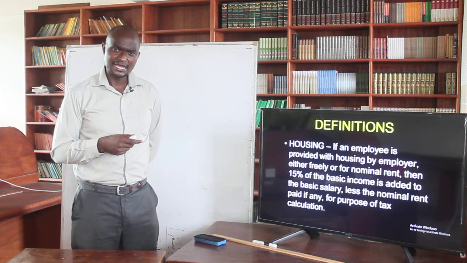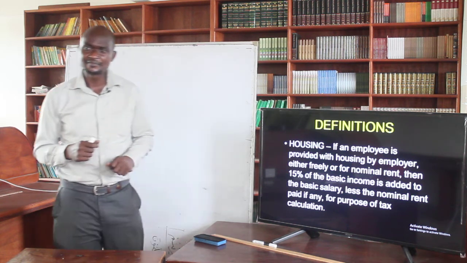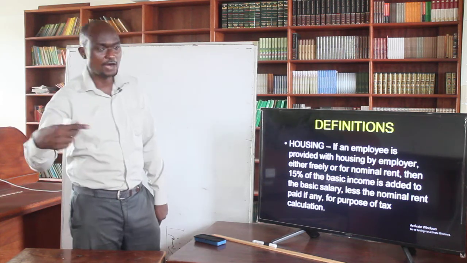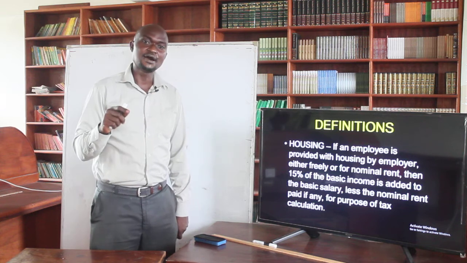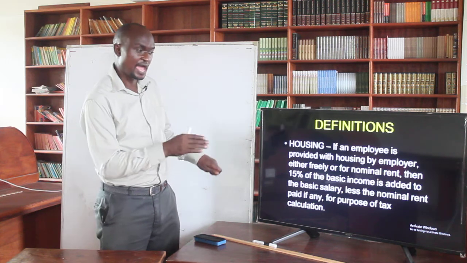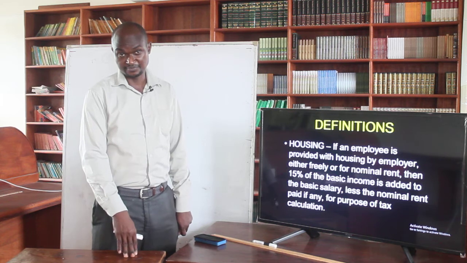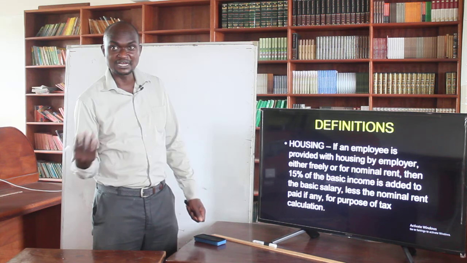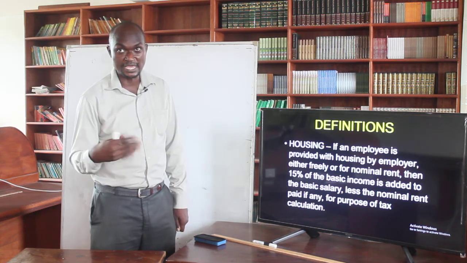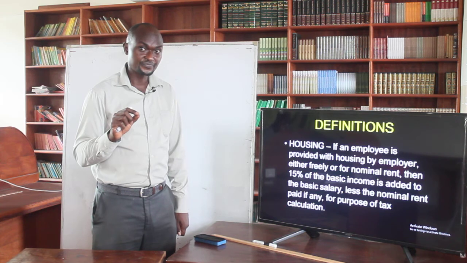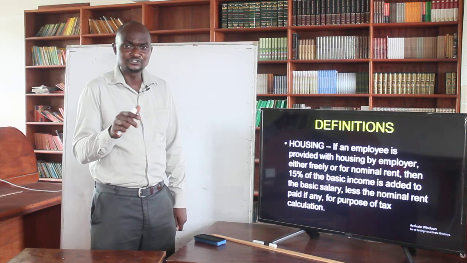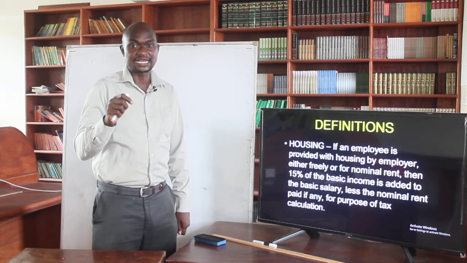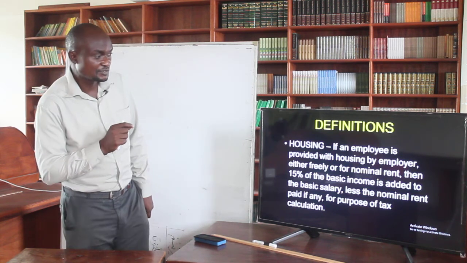There is a situation where someone is working for an employer, and this person is not given what you call house allowance. However, he or she is provided with the house by the employer. The house may be provided in such a way that the person is not supposed to pay anything, or there's a provision to pay some amount of money, which is what we call nominal rent.